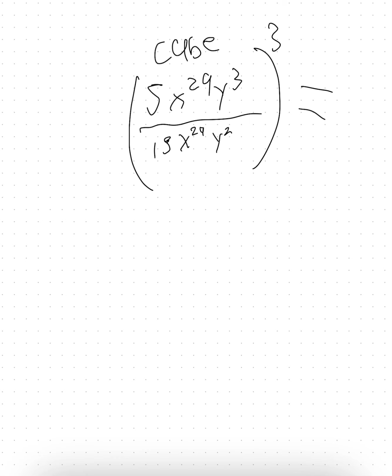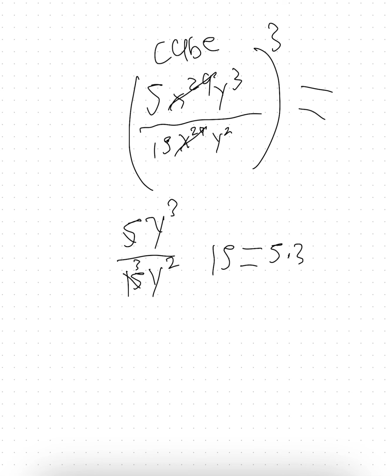So let's do this. What is x to the 29th over x to the 29th? These cancel completely, okay? Because 29 minus 29 is 0 and x to the 0 is 1. So we have 5y cubed over 15y squared. Now 15 equals 5 times 3, so a 5 for a 5. So we replace by a 3. So that's y cubed, or I should be raising this to the 3rd power. It's y cubed over 3y squared.